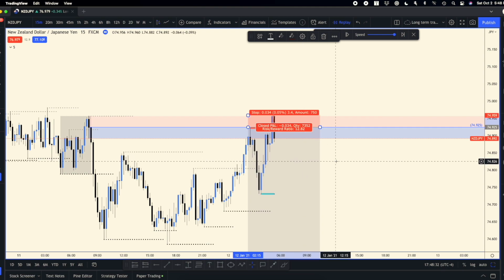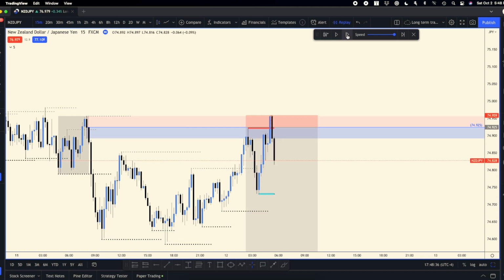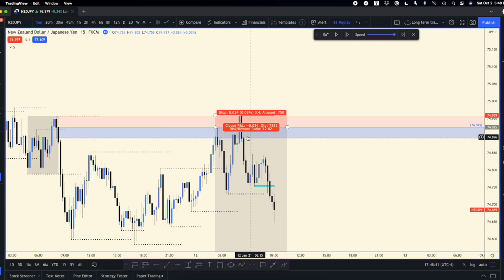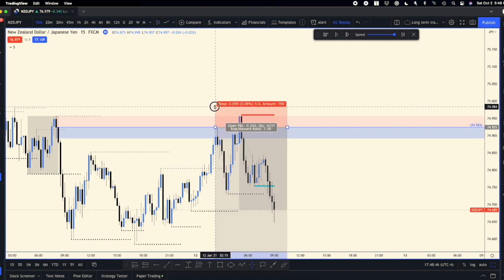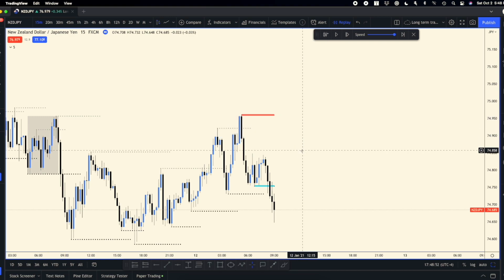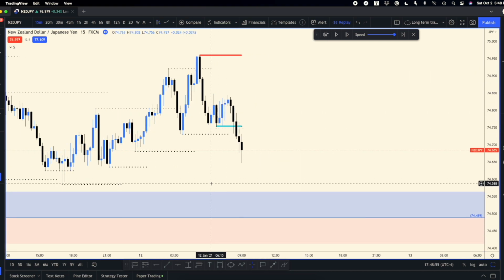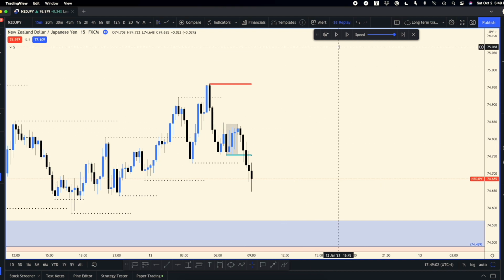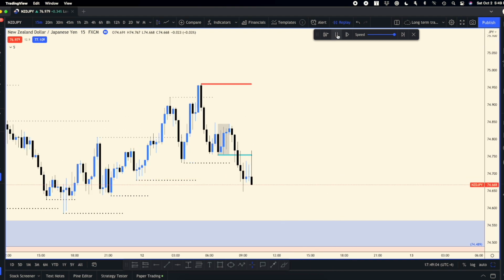I'm curious though on what's gonna happen. So let's see. Look at this. This is an episode where you would have had your stop up here and not so tight. You would have still been in the trade. But it is all good. I do believe that we will tap in down to here and then start to run the highs. Let's see what happens.